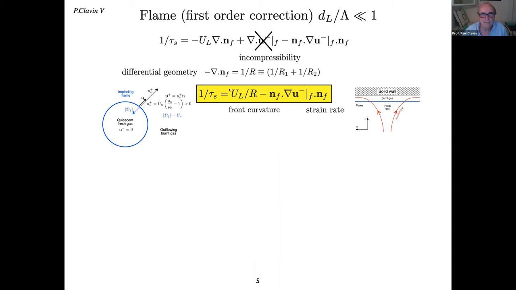And the other is, in that case, for an imploding flame, where the fresh flow is at rest, so there is no strain rate, and you have only the curvature effect.